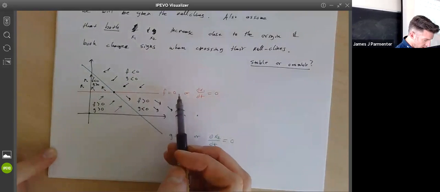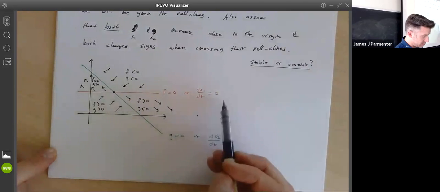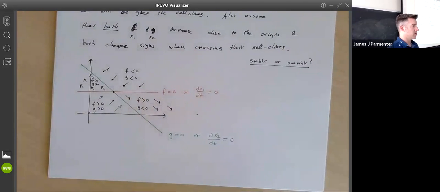Okay, so one other thing we can do is also draw the arrows on the null lines. On this red null line, where dx1 dt equals 0, which way should my arrows go? Up, down, or left, right?